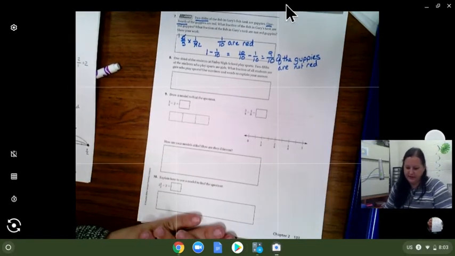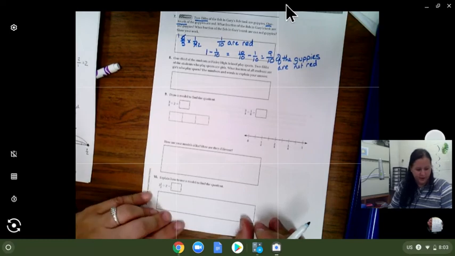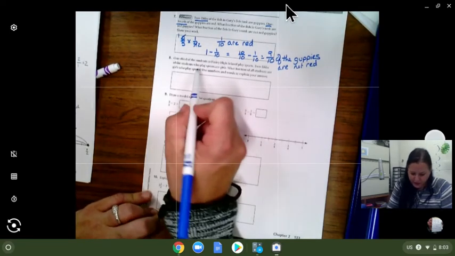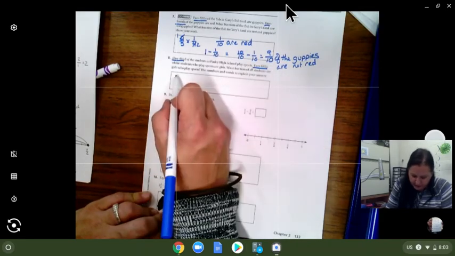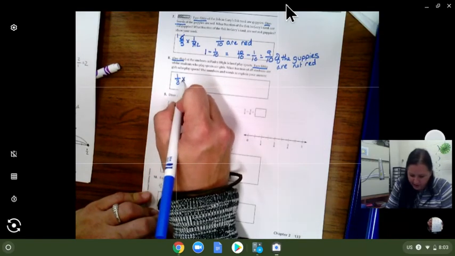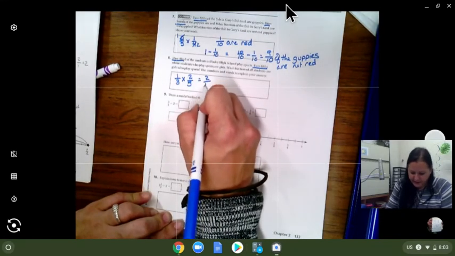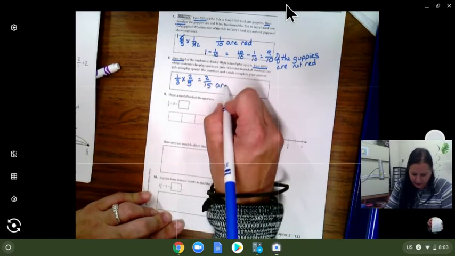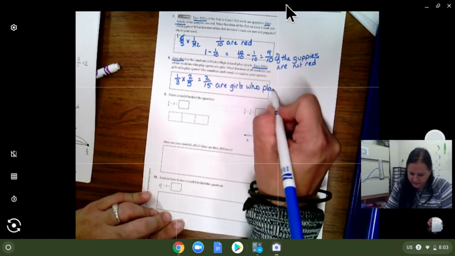1/3 of the students at Findlay High School play sports. 2/5 of the students who play sports are girls. What fraction of all the students are girls who play sports? Use numbers and words to explain your answer. So I'm going to do 1/3 of the 2/5. So remember, of means to multiply. 1/3 of 2/5 of the students. There's no simplifying that can happen here. So I get 2/15 are girls who play sports.